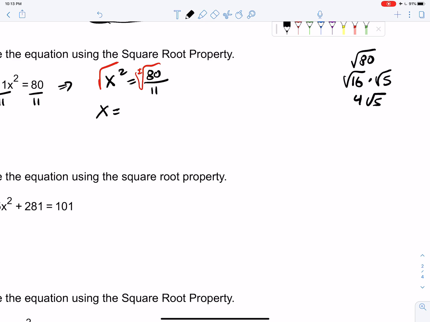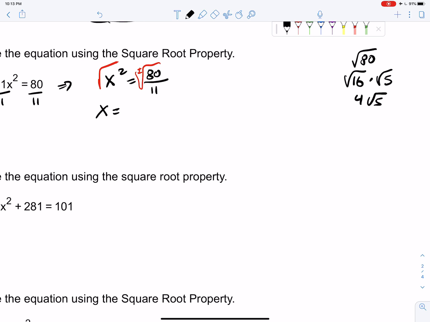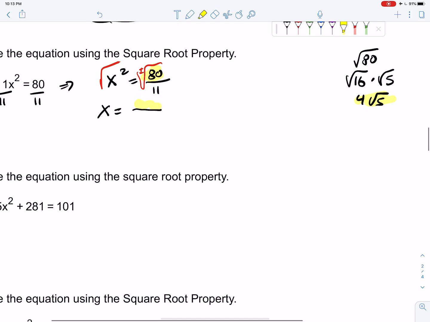So for the numerator, I'm going to use the quotient rule for square roots, and I'm going to write it as a quotient of square roots. What I'm basically doing is taking the square root of 80 and simplifying that down. And that's going to give me, I'll use some color to show that, this new stuff right here, which is just 4 square root of 5. And then down below we have 11. And don't forget the plus or minus.